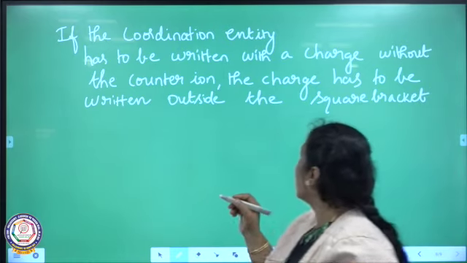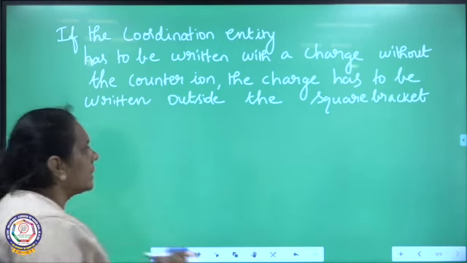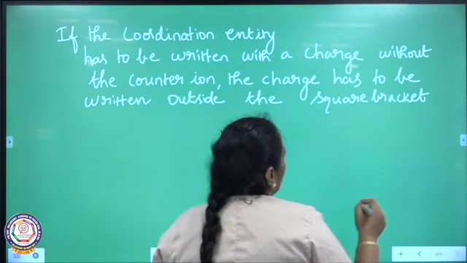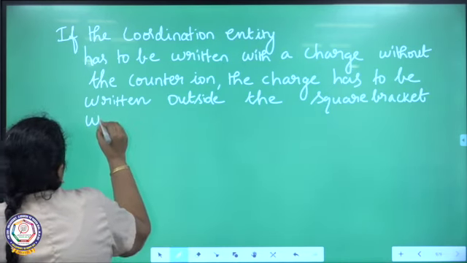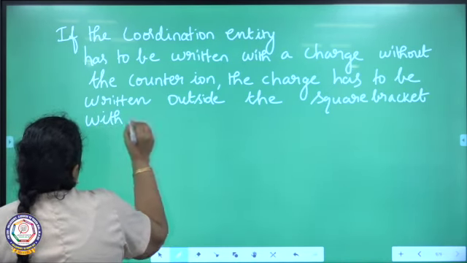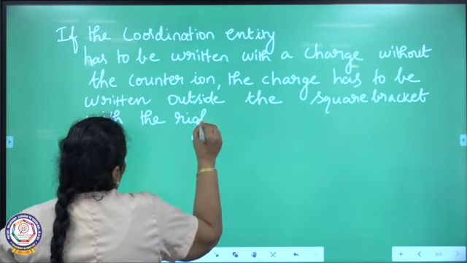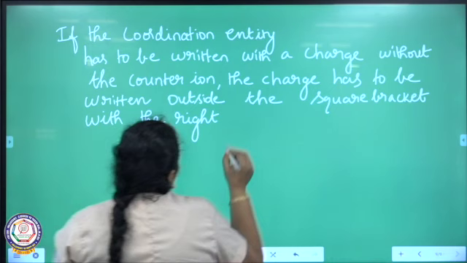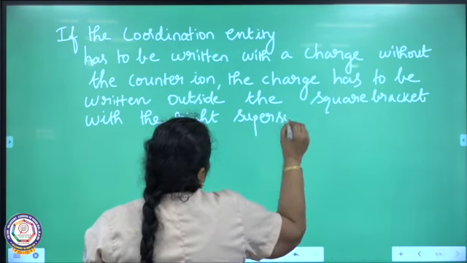If the coordination entity has to be written with a charge without the counter ion, the charge has to be written outside the square bracket with the right superscript.